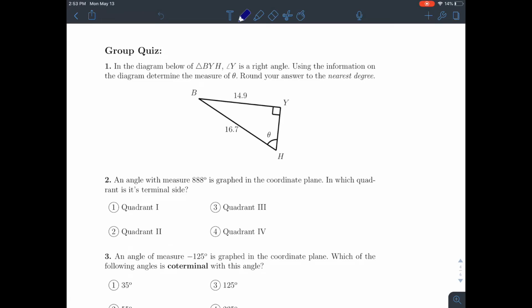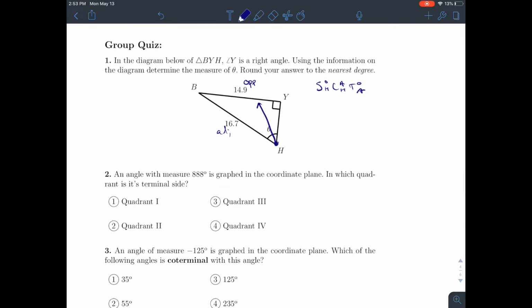So in the diagram below of triangle BYH, angle Y is a right angle. Using the information on the diagram, determine the measure of angle theta. Because this is a right triangle trig problem, we want to be thinking about SOHCAHTOA. So using angle theta as our reference point, this would make the opposite, adjacent.